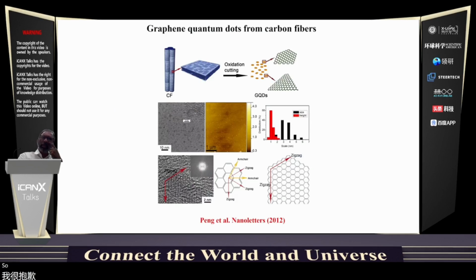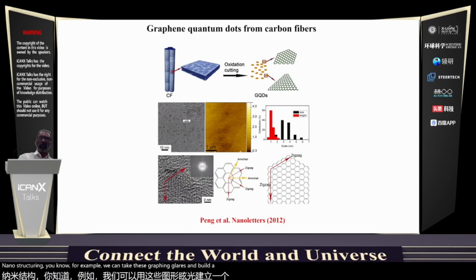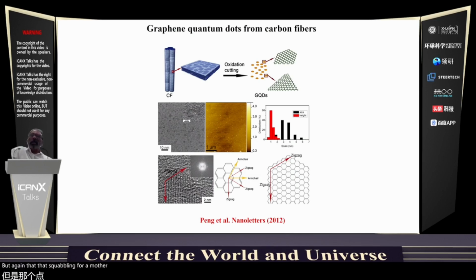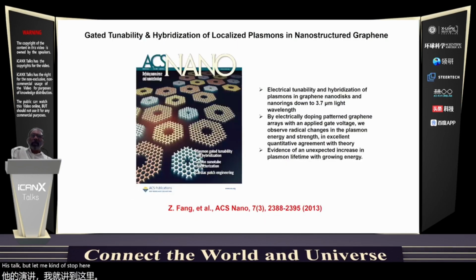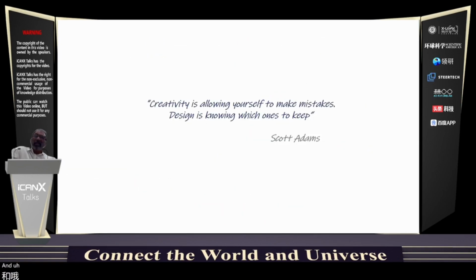So maybe this is a good place to stop. I had a few more slides that talk about nanostructuring. For example, you can take these graphene layers and build quantum dots from them, or nanoribbons from them, that allow you to create interesting architectures with different properties. But again, that's probably for another talk.